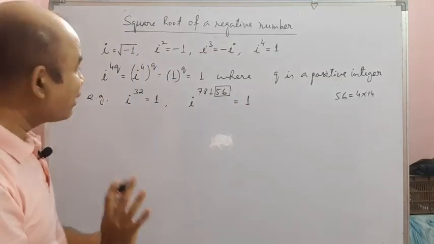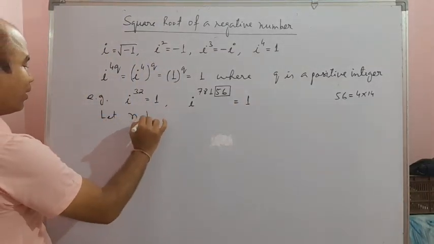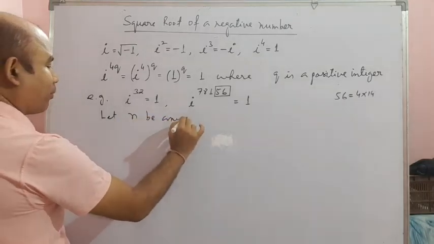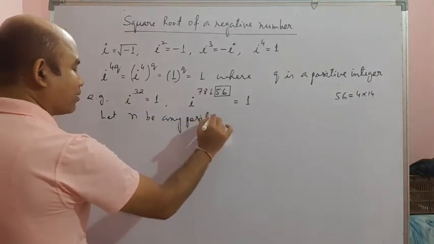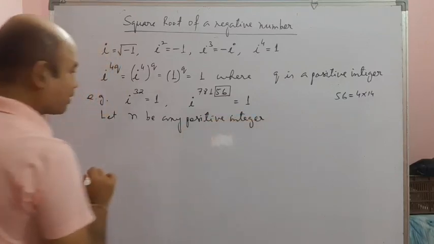Okay, clear? Next, suppose I take small n to be any positive integer.